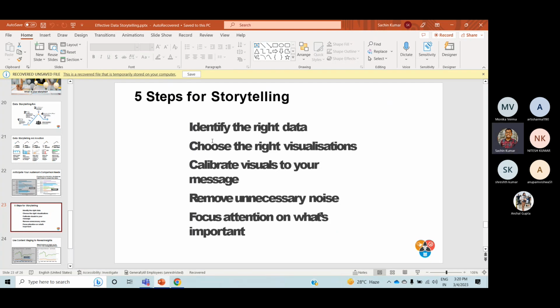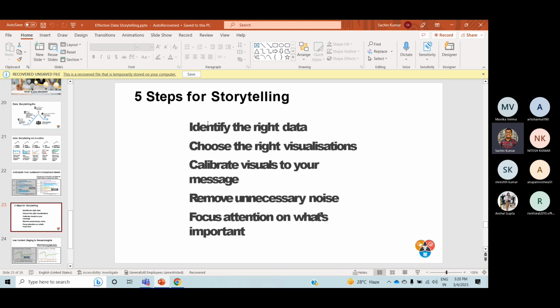And the next step is to choose the right visualization, basically the manner in which you visualize the graph, and visualize the data. That's why it's always compulsory to choose the main visualization manner and calibrate the visual to your message.